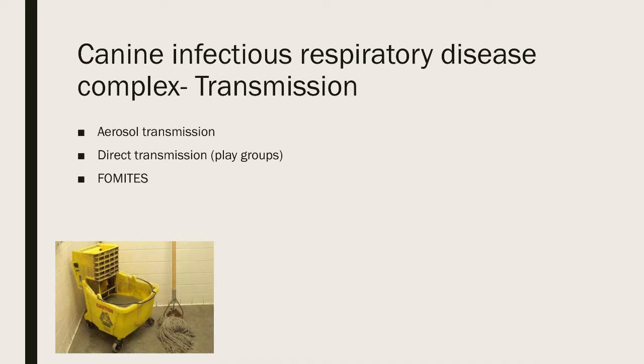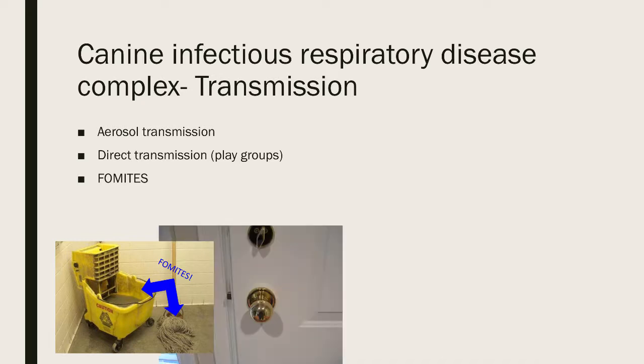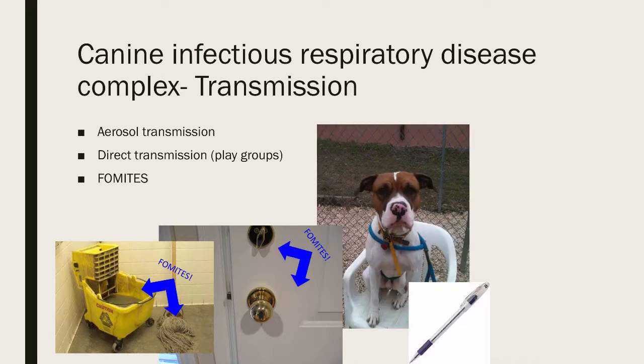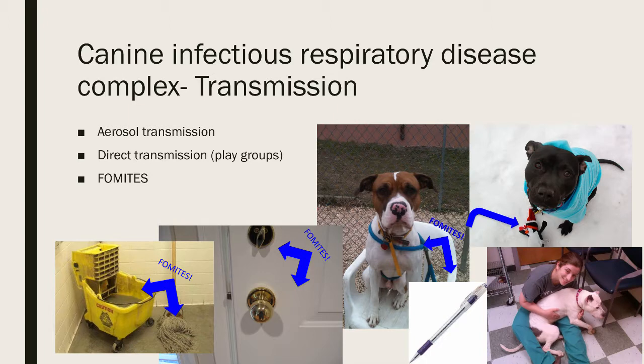Examples of some fomites that exist in the shelter are your mop with your dirty mop bucket. You've got doorknobs, so you pet a dog or it licks your hand and then you go to leave or you walk into your office. You've got this wonderful dog who maybe has kennel cough and he coughed on his leash and the chair he was sitting on while he was in the play yard. Or maybe you had to make notes about your interaction with that dog and so now your pen could be infected. We've got little stuffies if you play with them. If you don't have them for each individual dog, that could be a fomite.